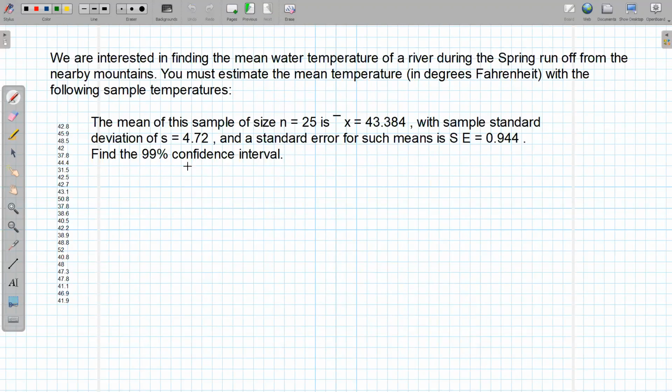So important things for doing a confidence interval: start a sketch. Draw your best symmetric bell-shaped curve. In the middle for a confidence interval is our point estimate. So we're saying that in general, this time of year in this river, you should find water temperatures of about 43.384. So like on the Umatilla River where I live, that would be like February temperatures probably.